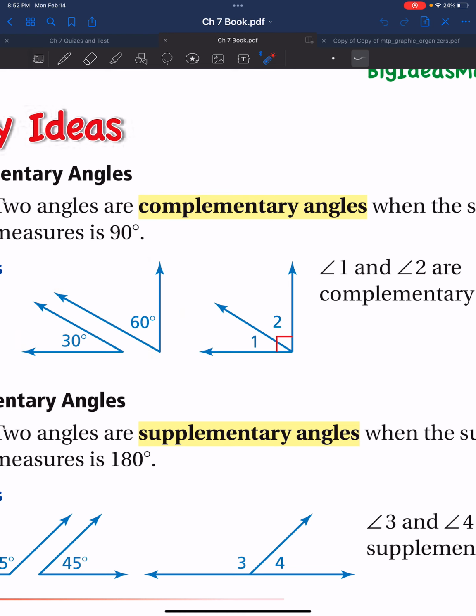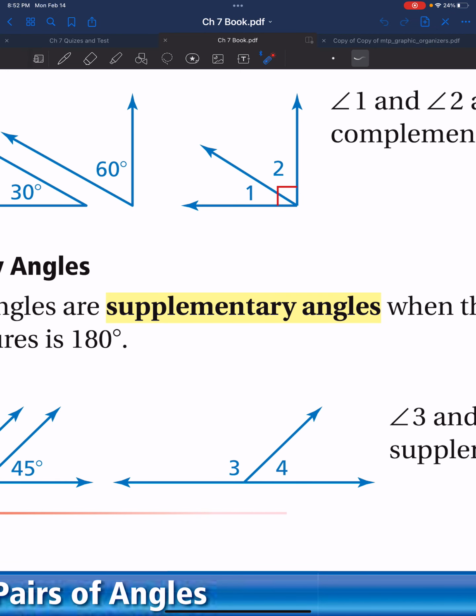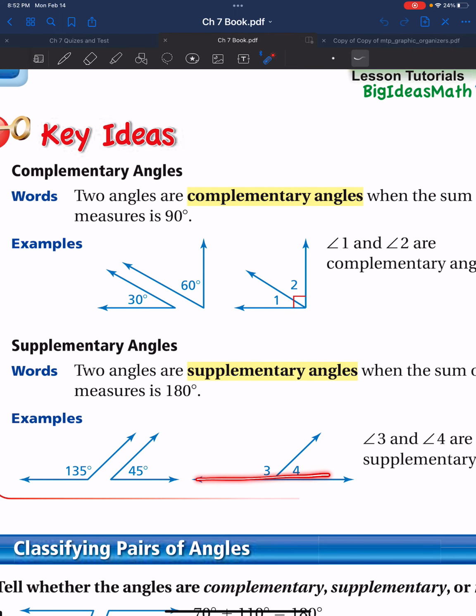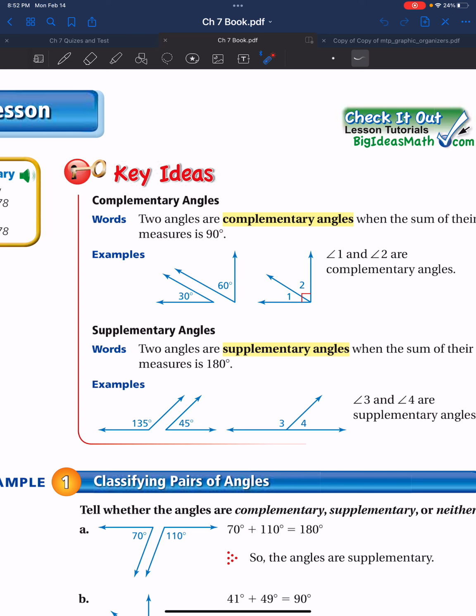Supplementary angles are when two angles come together. So if these two little vertexes became one vertex, it's when two angles then become 180 degrees. So on this one, you see how 3 and 4 are adjacent angles, but they turned into supplementary angles together with forming 180 degrees.